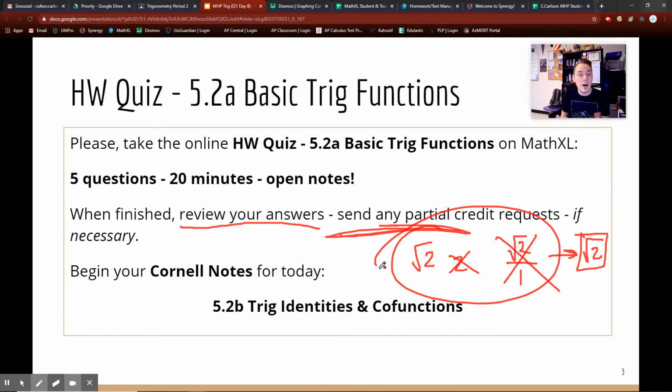If you don't send me an email, I'm going to submit your grade as it is. Okay, so please do that. It's for your benefit. Please, please, please. I'm the sole authority and the sole judge of whether or not I give you that partial credit, but it doesn't hurt to just send me the email. Okay? Awesome. So once you're done with the homework quiz, begin your Cornell notes 5.2b.